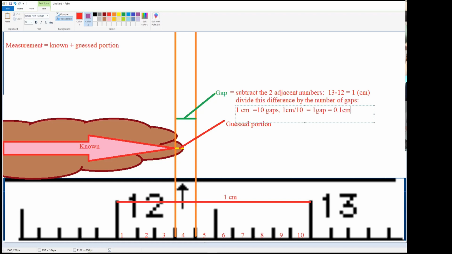Any questions about what I just did? Determining the gap size. I subtract 2 adjacent numbers. I divide it by the number of gaps between those 2 adjacent numbers. And that gives me the decimal value of the gap size.